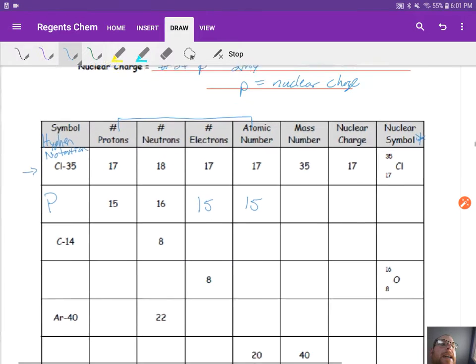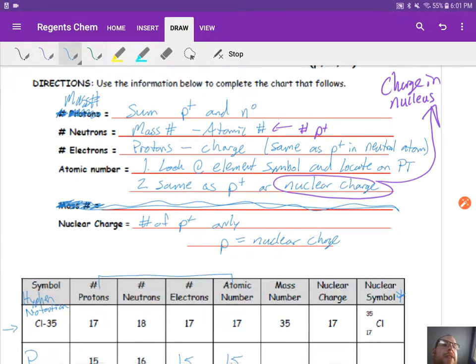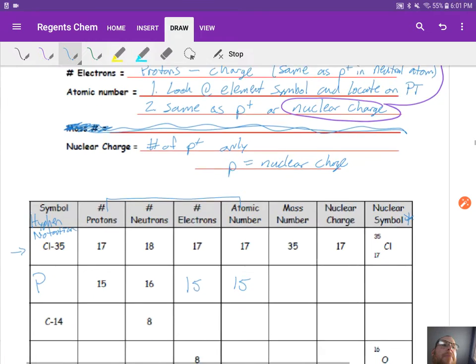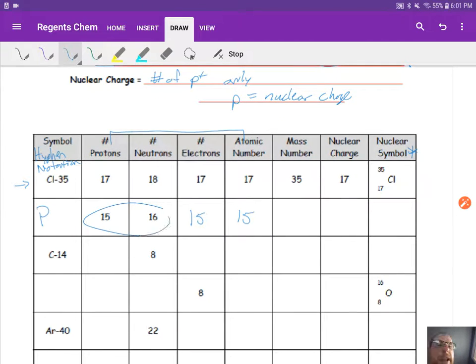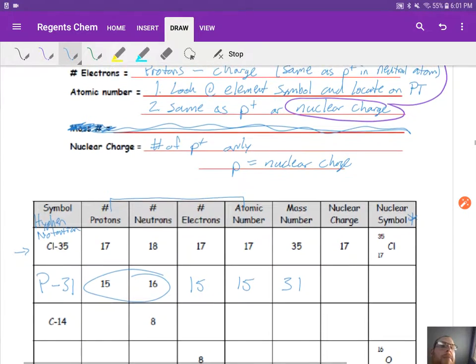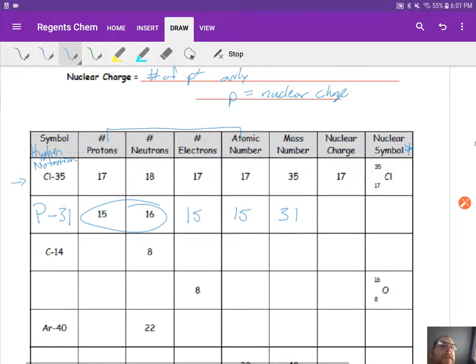But now the mass number. This is where having this stuff up here helps, right? So my mass number, I'm going to take the sum of protons and neutrons. So that's these guys right here. 15 plus 16 equals 31. I'm going to change my symbol a little bit to show the mass number in it. And then my nuclear charge. If I look up here, right, nuclear charge is just the same as the protons. So then my nuclear symbol would be P. Top left is going to be my mass number, so in this case it's 31. And then my bottom left number is going to be my atomic number.